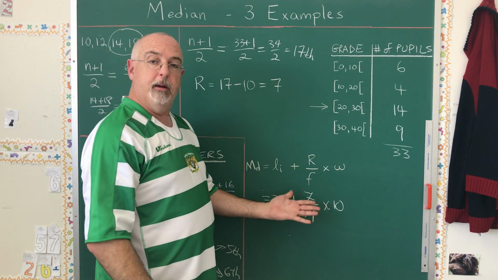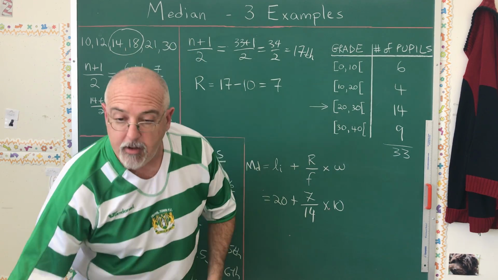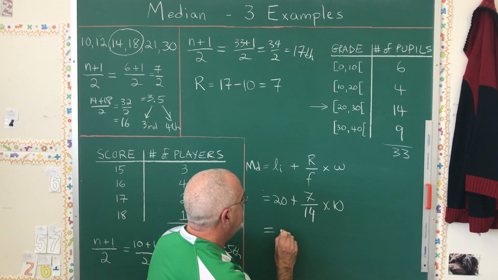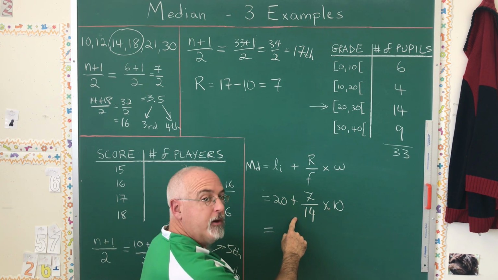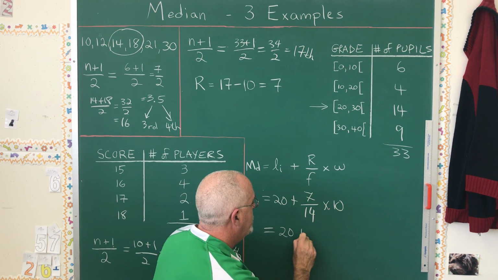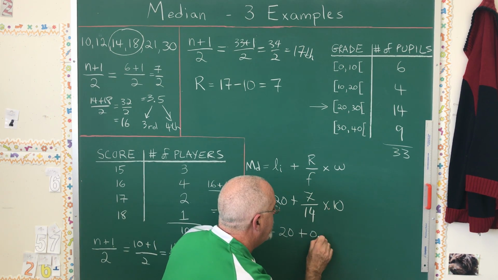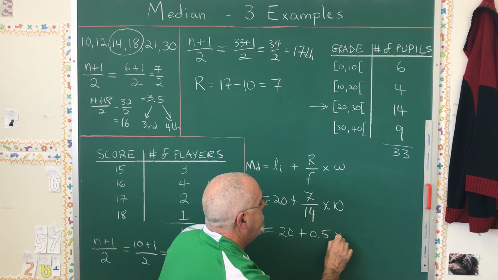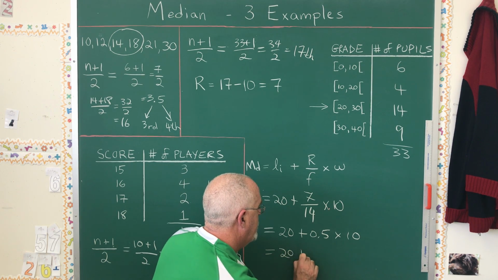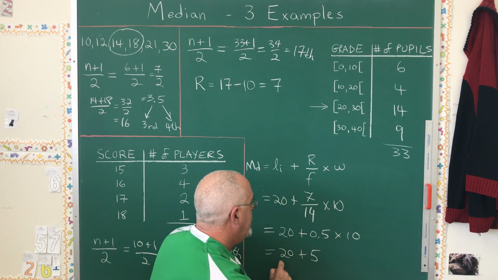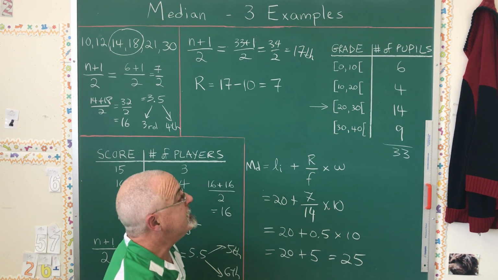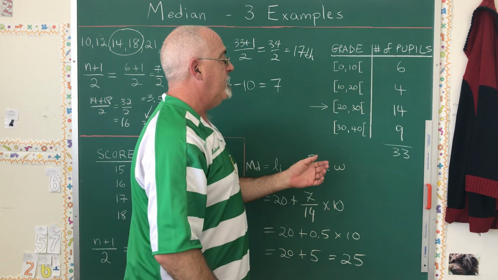Finally, we have all the information we need, so we can simplify it and find our median. And remember, this is an estimate of the median. Remembering to apply the order of operations, the first thing I'm going to do is this division. 7 divided by 14 is 0.5. Next thing I have to do is this multiplication. 0.5 times 10 is 5. I have 20 plus 5. My median is 25. My estimate for the median of this data is 25.